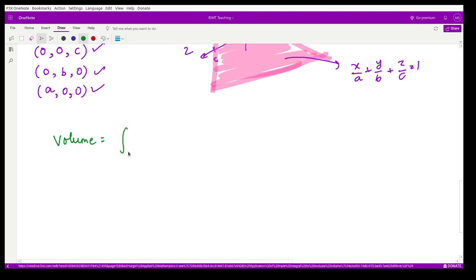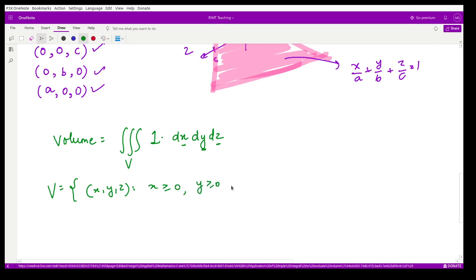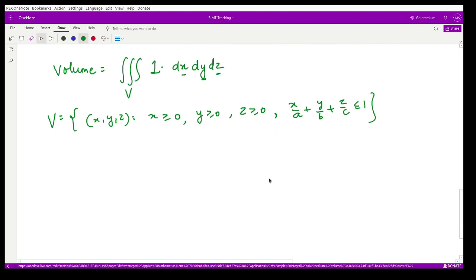That would be equal to the triple integration of the function 1 dx dy dz, and here we will write the limits of dx, dy and dz. So for that we'll first write all the points x, y, z such that what is given to us? x is greater than or equal to 0, y is greater than or equal to 0, z is greater than or equal to 0, and we have the points x/a + y/b + z/c less than or equal to 1. So this is the given volume and these are the given points.